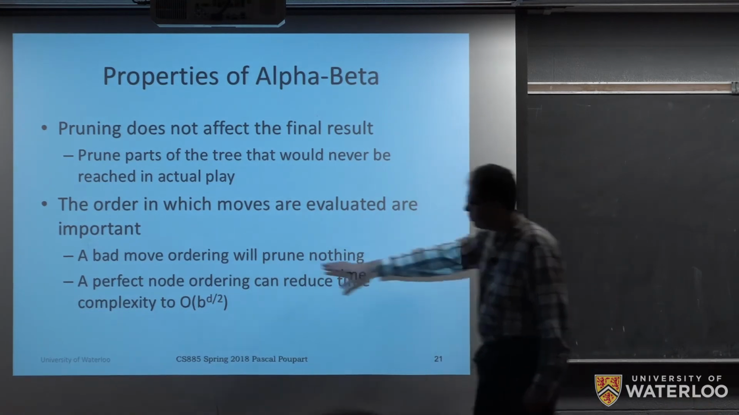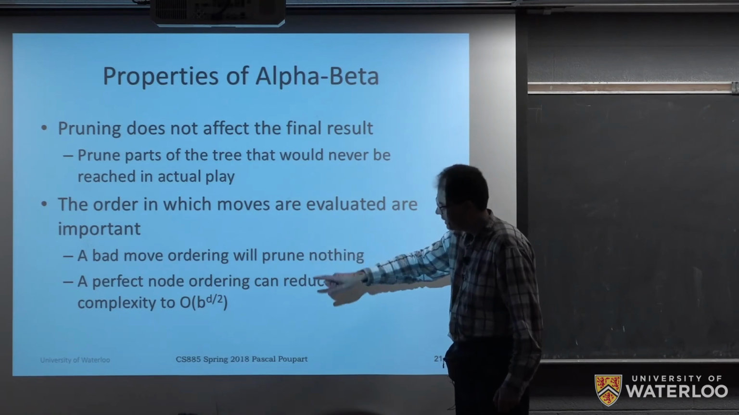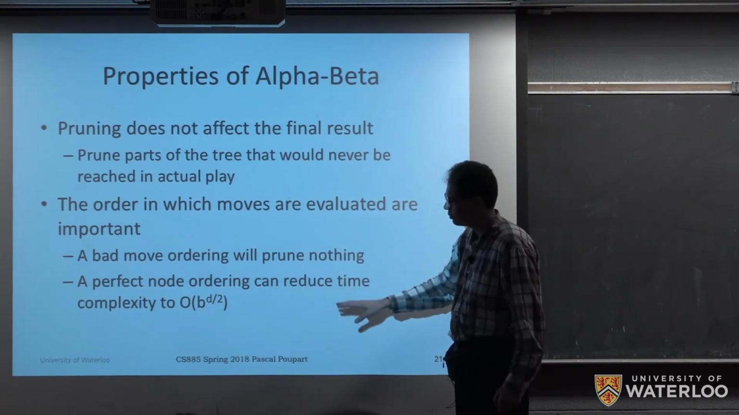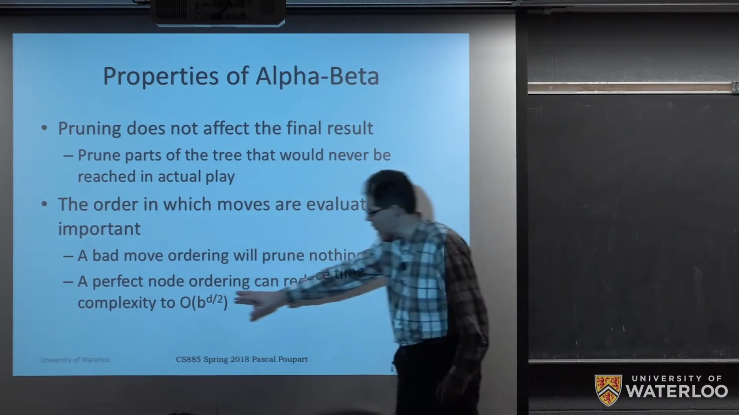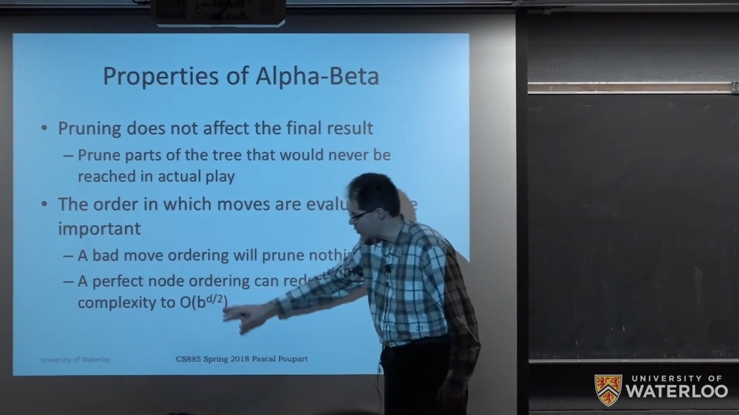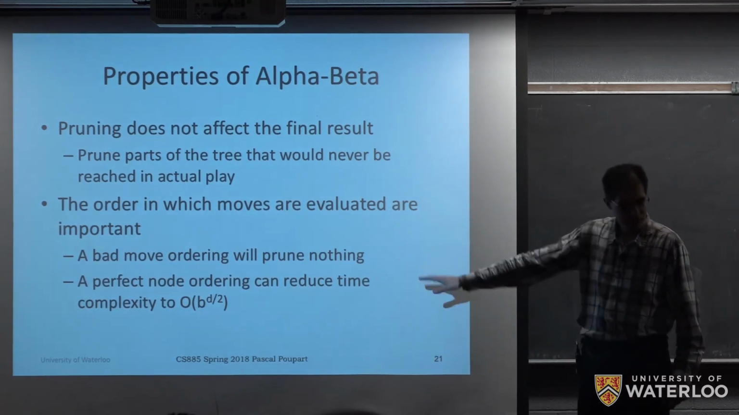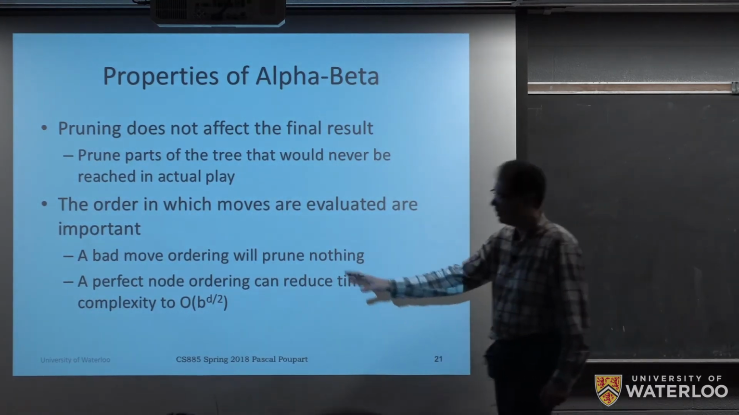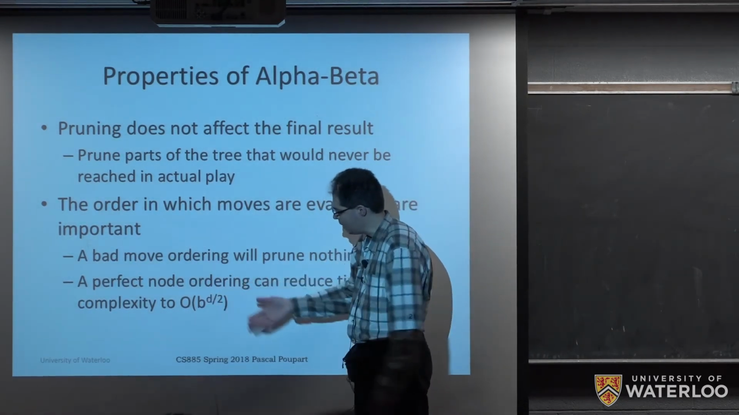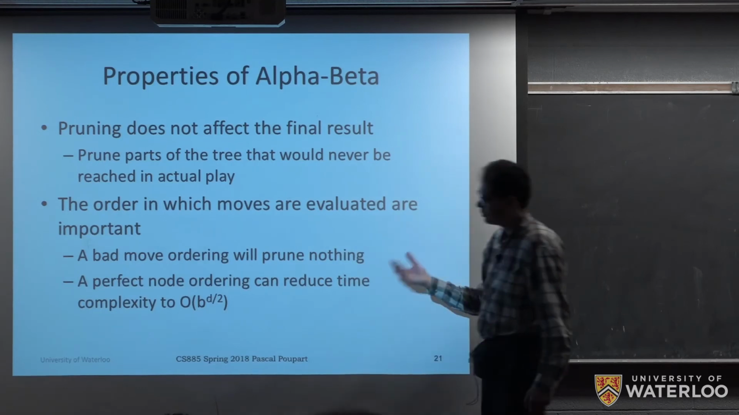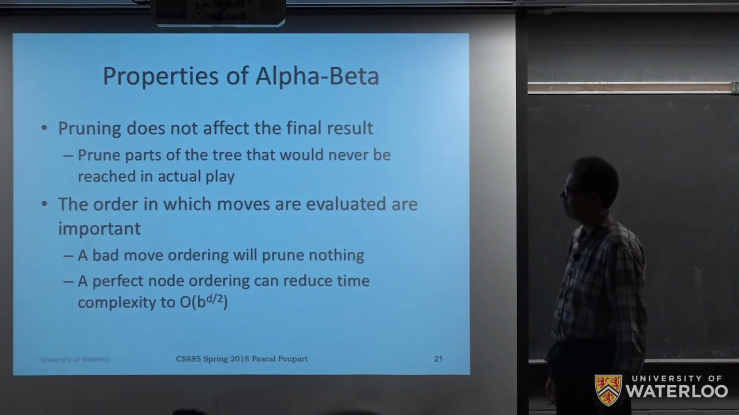Now, the order in which we expand the children will affect the extent to which we can do some pruning. So with bad ordering, nothing will be pruned, but with a good ordering, you can in fact reduce the complexity to b to the d divided by 2. So it's still going to be exponential, right? But it's nice if you can reduce the depth essentially by a factor of 2. So that's a huge saving, and in practice, this can help a lot.